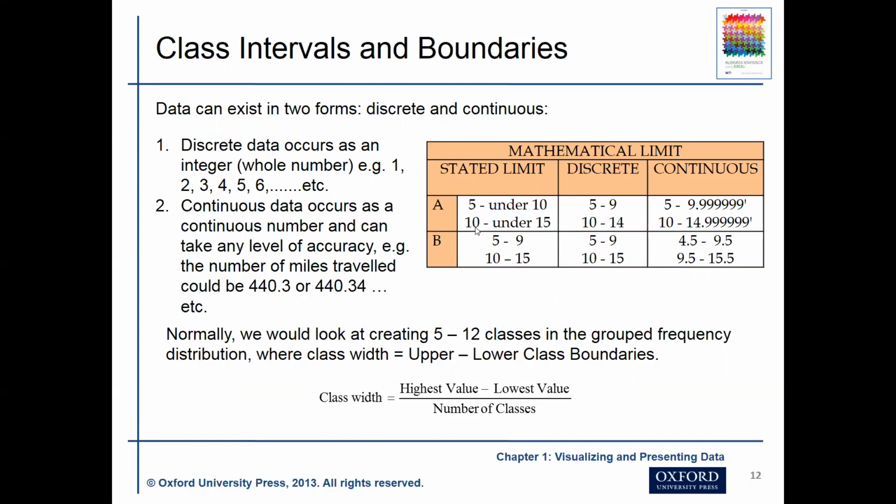Then again it starts from 10 to 15, which means 10 to 14. Actually here when you see the bins, 5 to 9, 10 to 15, there is no problem because it's clearly saying 5 to 9, and there won't be any 9.1, 9.2 in the discrete data. And 10 to 15 means 10 to 15.